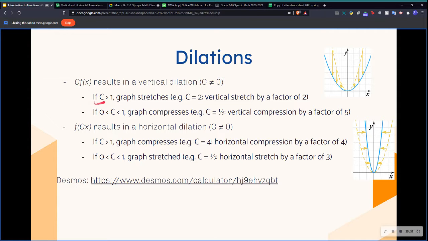Say you had a c that's greater than 1. If c is bigger than 1, the graph would stretch vertically. For example, you have c equal to 2, so you have 2 times f of x.